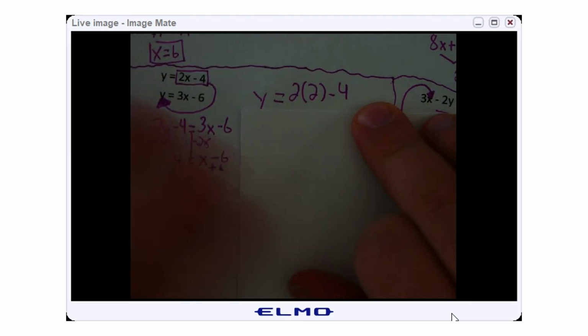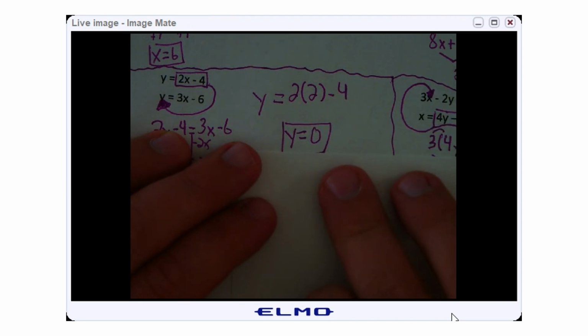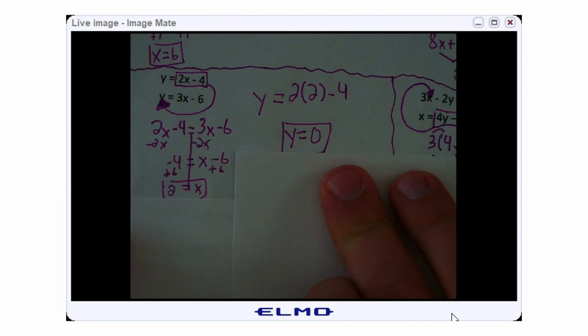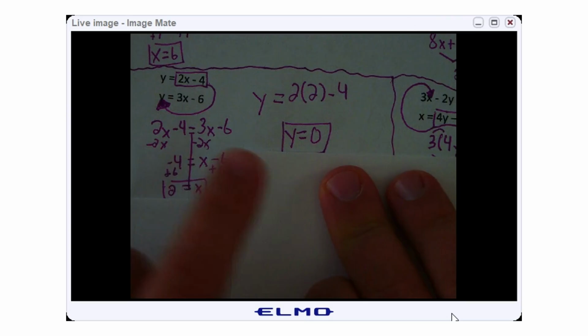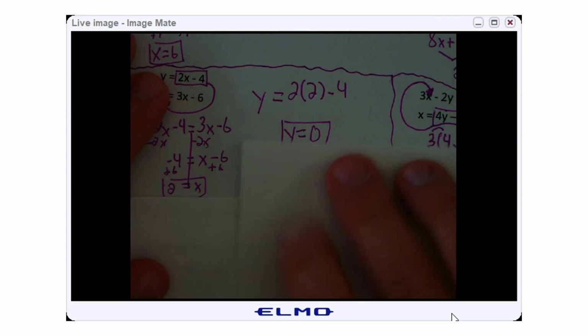When I put this part in my calculator, 2 parentheses 2 minus 4, it gets me that y is equal to 0. Okay, so my answer is x equals 2, y equals 0. And I found both parts of my equation. All right, we have one last one here.